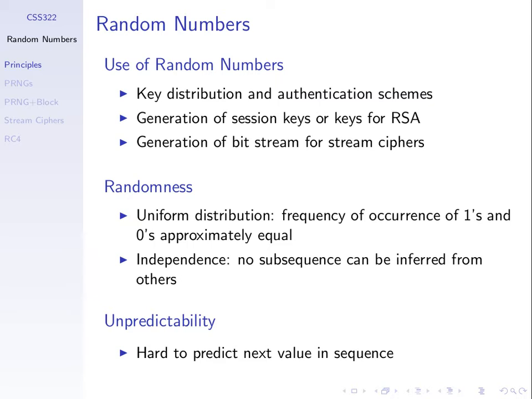So random numbers are important in security. What do we mean by random? Well, there are different ways to measure whether a number, or maybe easier, a sequence of bits is random. Consider a long sequence of bits, say 64 bits. Then you need to question, is that sequence random or not? Well, some characteristics you can look at is the distribution of the zeros and ones.